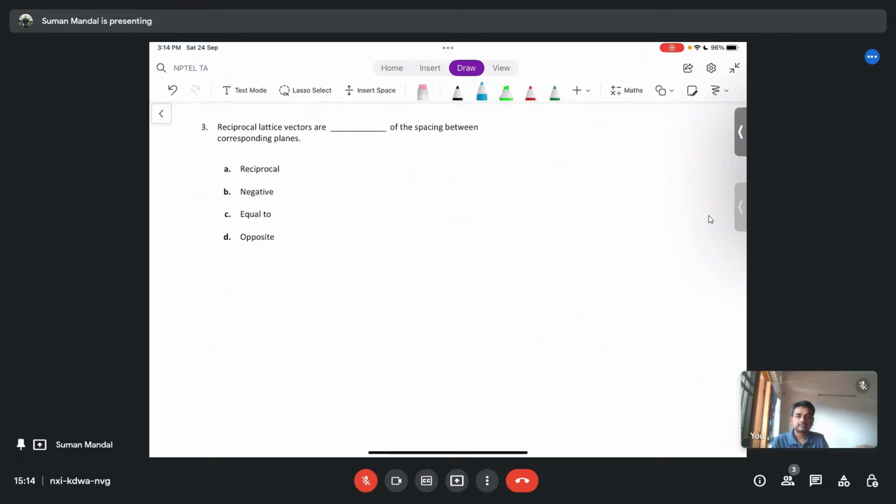The next question is, reciprocal lattice vectors are dash of the spacing between the corresponding planes. So it's reciprocal to the spacing, it's negative of the spacing, it's equal to the spacing, or it's opposite of the spacing. Reciprocal. Yes, as the name suggests, it should be reciprocal. So let us discuss about it. I'm sure it's in the notebook also, but let's discuss about it.